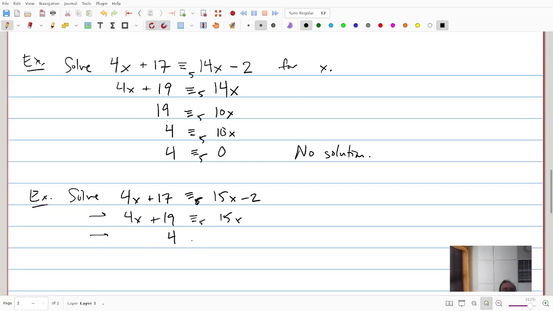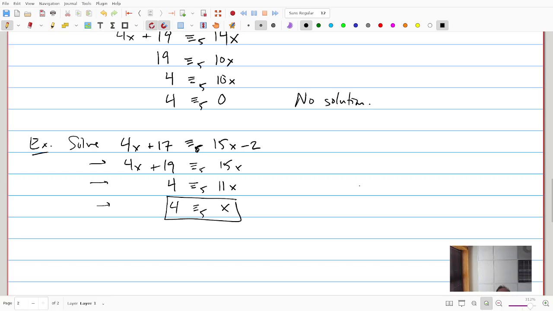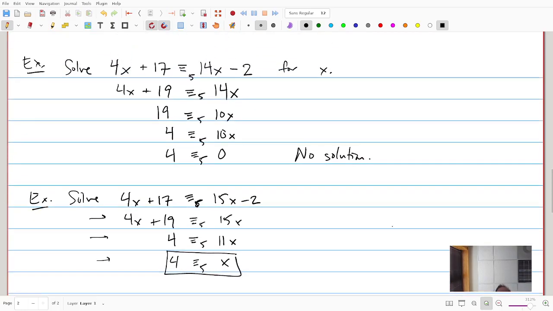This is the same as 4 being equivalent modulo 5 to 11x, which means 4 is equivalent modulo 5. So 11 is equivalent to 1 modulo 5. So that just means x is equivalent modulo 5 to 4. A solution. You know what, it'd be simpler: negative 1 is also equivalent to 4 modulo 5. So negative 1 could be a potential solution for x.